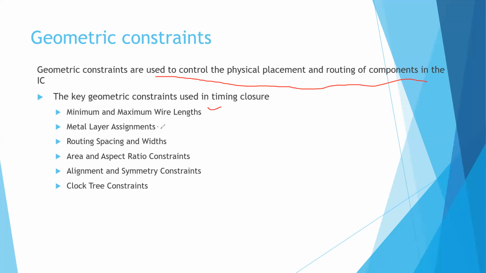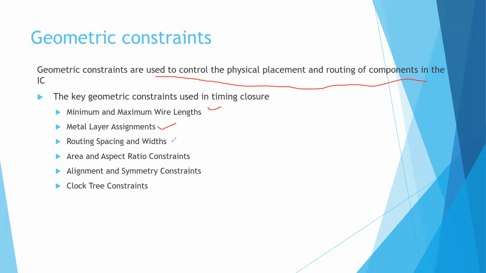Second is metal layer assignment. IC designs typically have multiple metal layers for routing signals. Each metal layer has its own characteristics such as resistance, capacitance, propagation delay, etc. Geometric constraints dictate which metal layer can be used for routing specific signals.